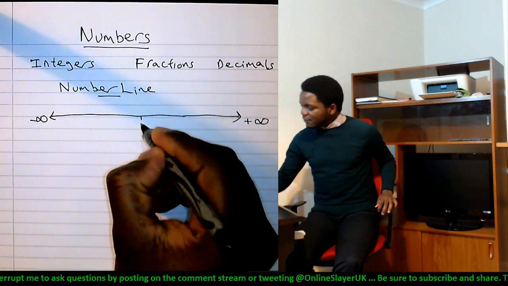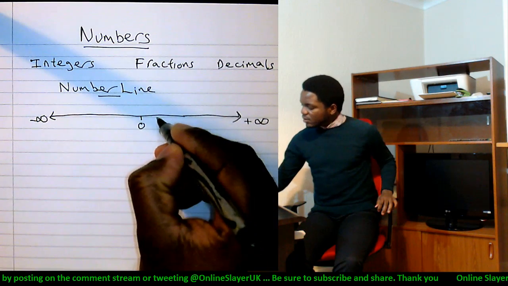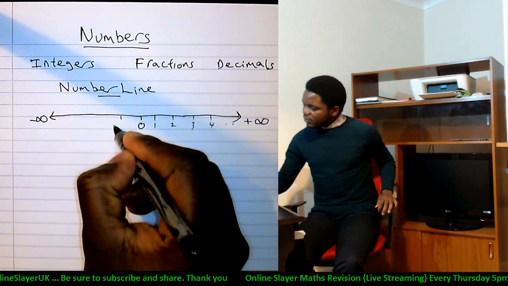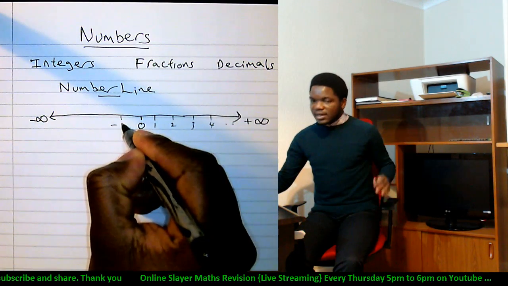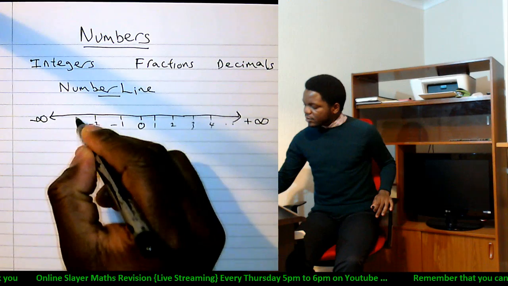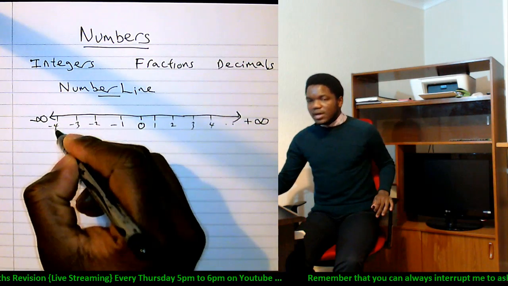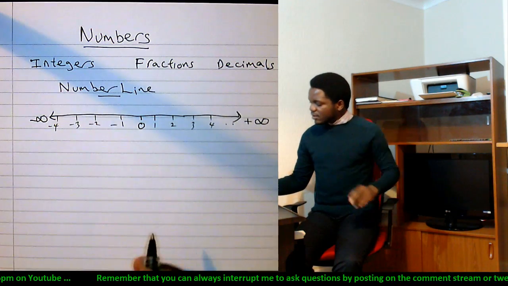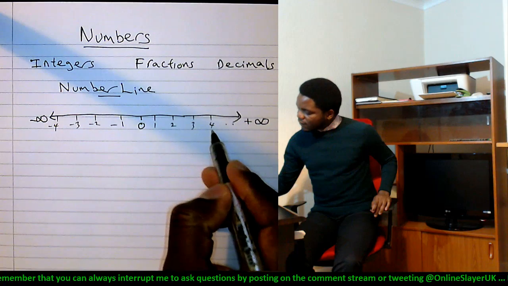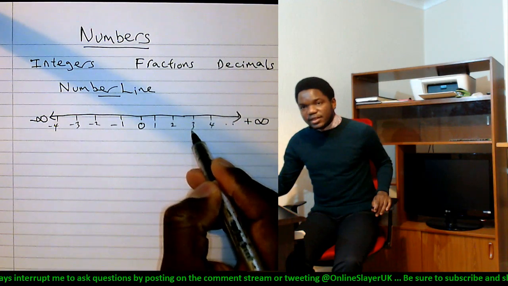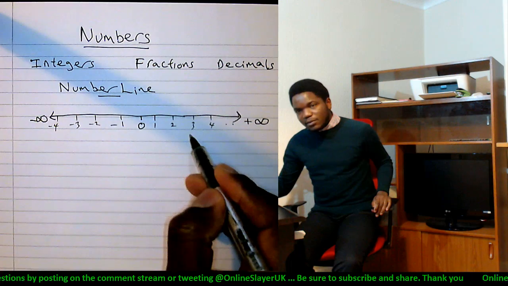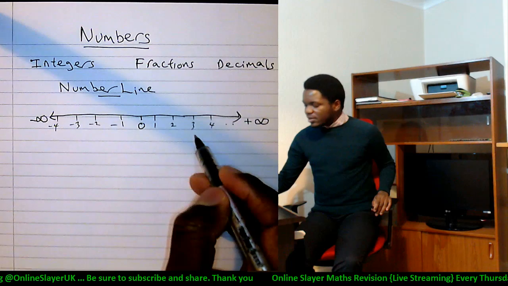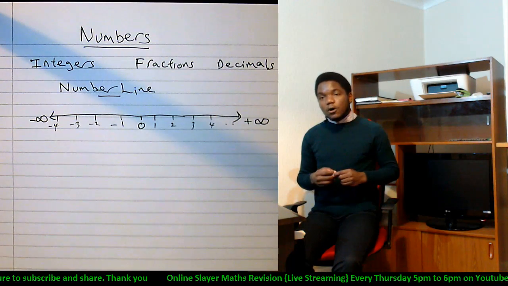But in the center of this is 0. So we've got 1, 2, 3, 4, and it goes on. On the left hand side, you've got -1, -2, -3, -4, and it goes on and on to the left. So what do you realize here? You can see that, for instance, 4 is bigger than 3, right? That's what we know. But also notice that 4 is on the right hand side of 3. Because of that, we use the number line to compare numbers.